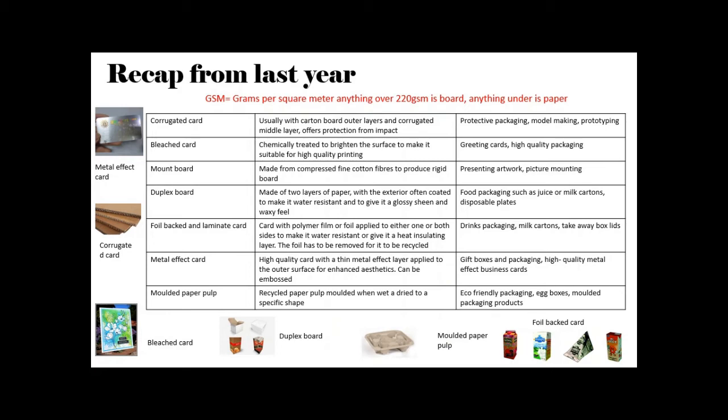And then the last one is molded paper pulp. So this is recycled paper that's been put into a pulp and then molded into a specific shape. So it's very eco-friendly packaging. Typically things like egg boxes. If you've ever gone to, say, McDonald's drive-through and you get a couple of drinks and they give you that tray to hold your drinks in, it's the same thing.